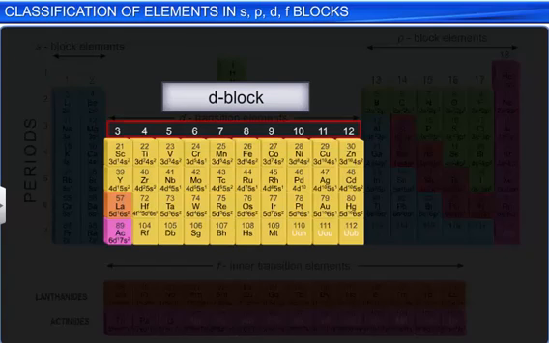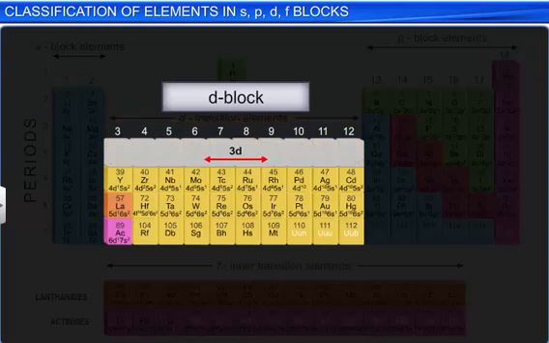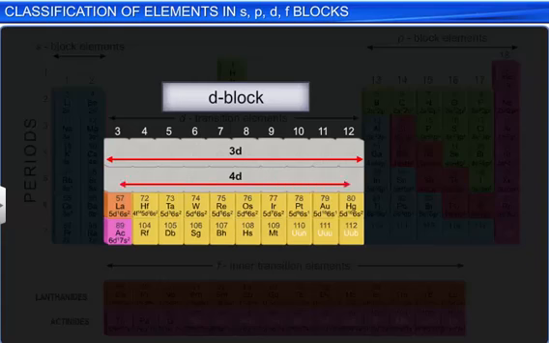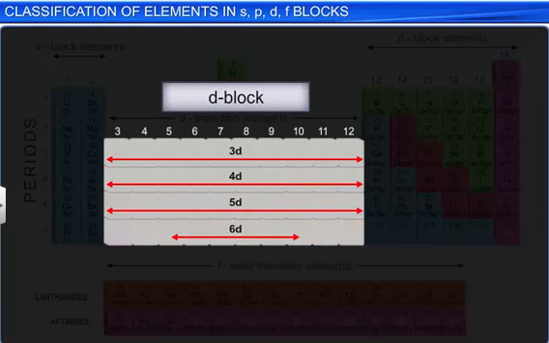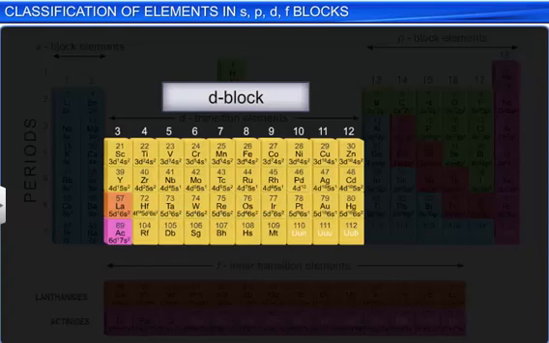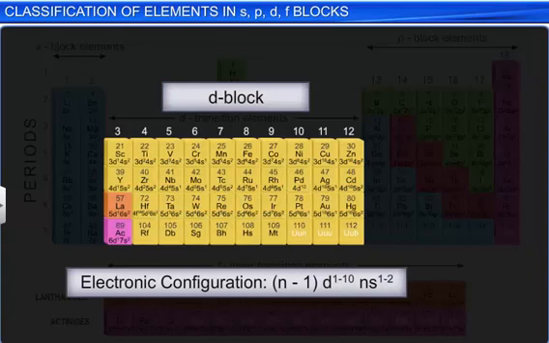As the differentiating electron or the last electron enters into the penultimate or second outermost shell, that is, the (n-1)d orbital, they are referred to as d-block elements. These elements have an outermost electronic configuration of (n-1)d1 to 10 ns1 to 2. The d-block elements are placed between the s and p-block elements.